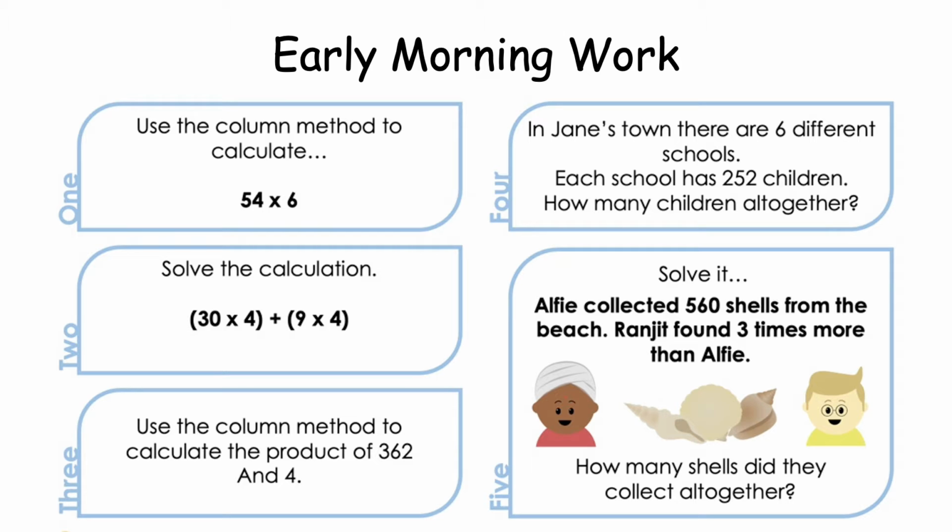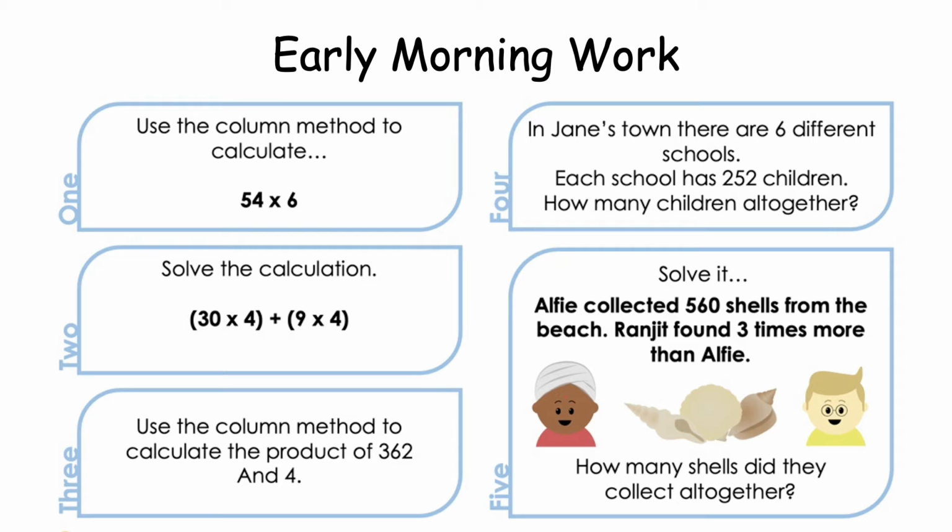Number 1, use the column method to calculate 54 multiplied by 6. So the answer that I got was 324. Number 2, 30 multiplied by 4 plus 9 multiplied by 4. So do what's in the brackets first. 30 multiplied by 4. I know 3 4s are 12, and 30 is 10 times bigger than 3, so it's 120. And 9 4s are 36. So 120 add 36 is 156.